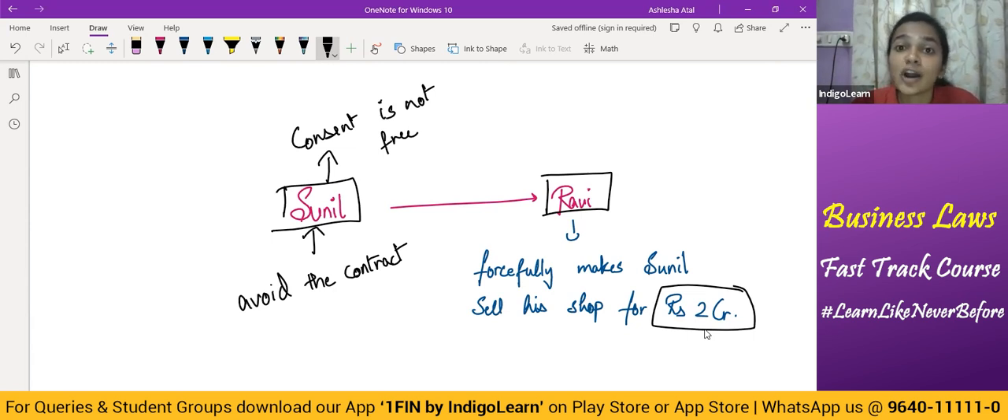However, it is not necessary that the aggrieved party will always avoid the contract. It may so happen that Sunil comes to know from sources that the shop was anyways going to be demolished due to the metro construction, and he would get only 1 crore from the government authorities. So here Sunil thinks that it is good that Ravi is paying me 2 crores for the same shop for which the government would have paid me 1 crore later on. So it is better that I do not avoid the contract and continue with the contract.